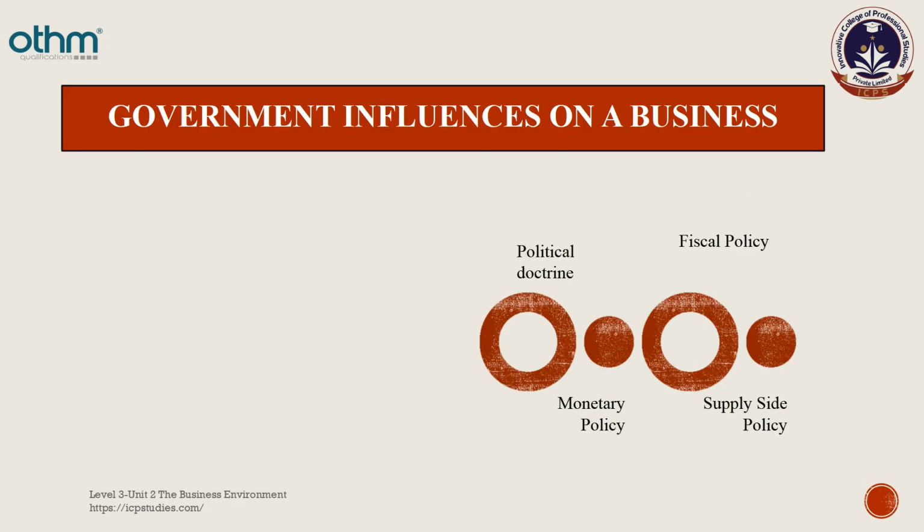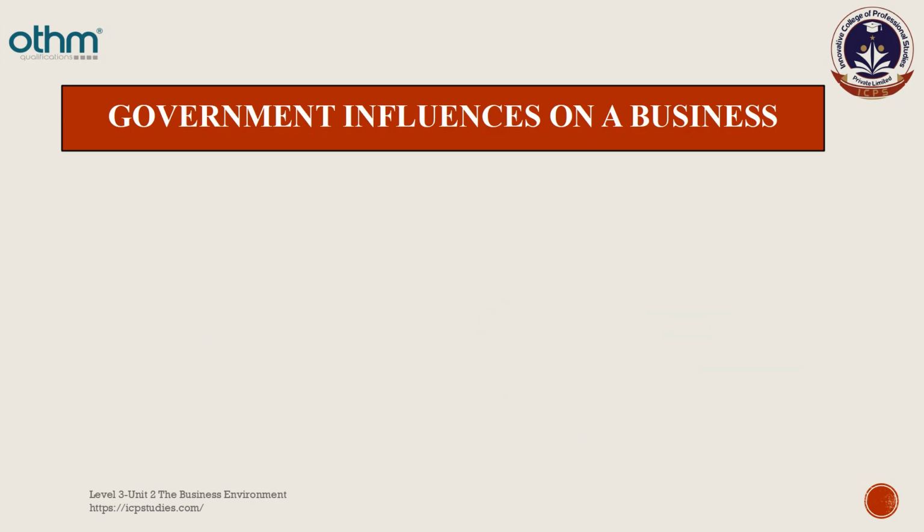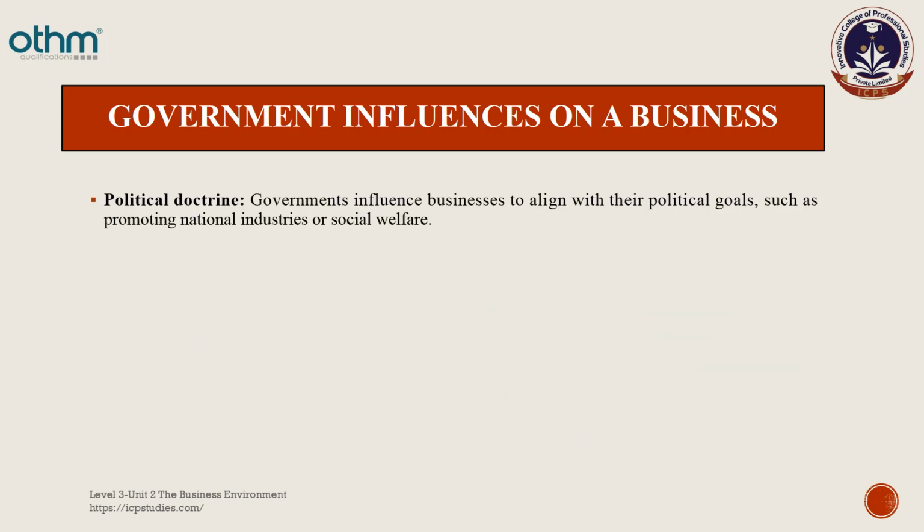In this slide, we will explain how government influences business. It includes various things, for example, political doctrine, fiscal policy, monetary policy, and supply side policy. So first we will discuss political doctrine. Political doctrine is when the government influences businesses to align with their political goals. For example, promoting national industries or social welfare.